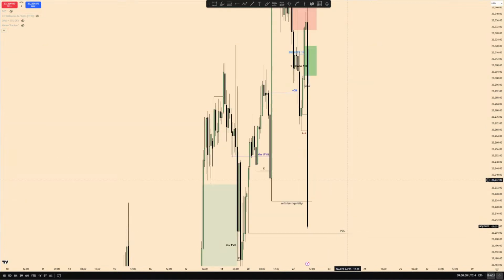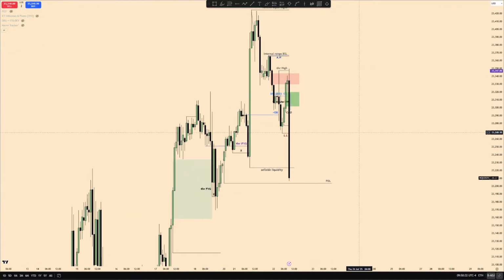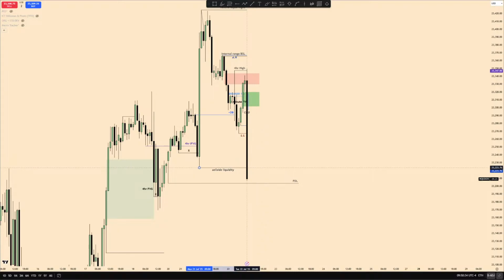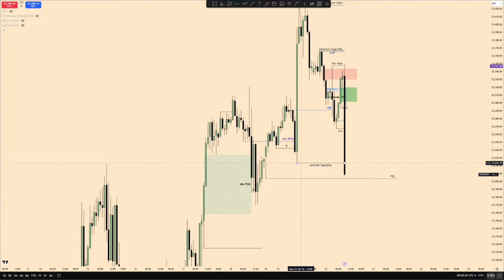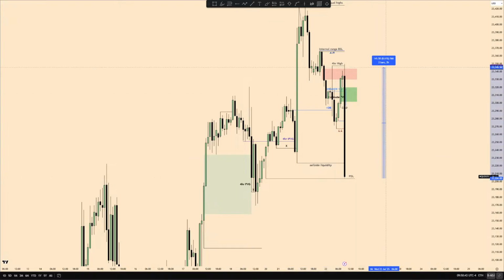We'll go to the high time frame because you can't see the sell side anymore. Okay, so previous AM session low has been taken. Previous daily low is about to get taken. From wick to the low, we've got 146 points. So, big move.